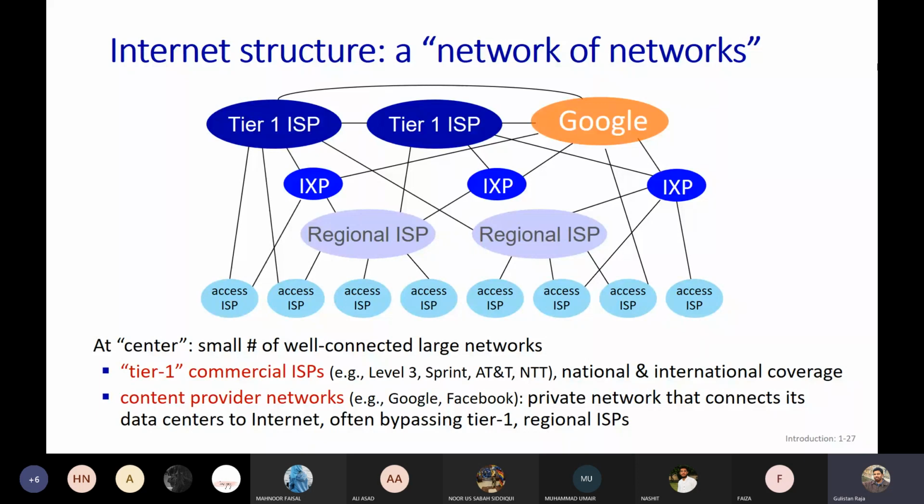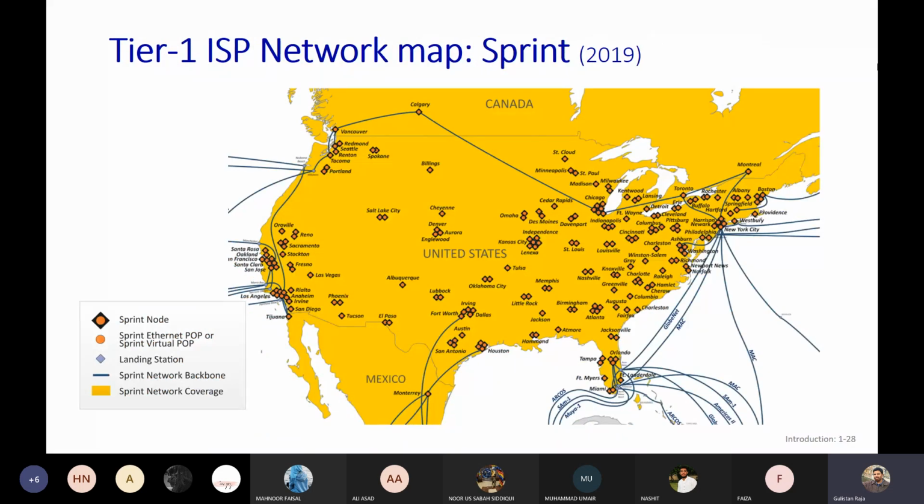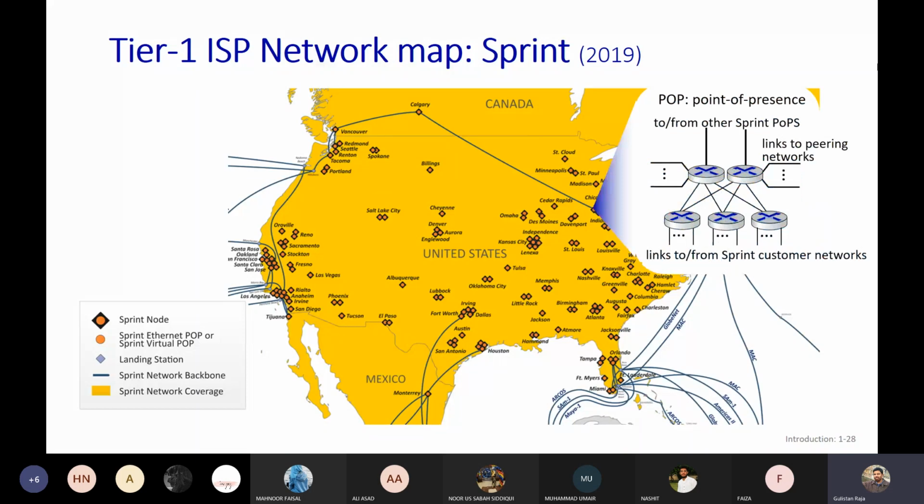Okay ji, if you don't have any question, let's move to the next slide. So this is just a tier 1 network of the US company Sprint. Just for your understanding, you can have a look in the book. I'll not go into more details. They have points of presence, POPs.